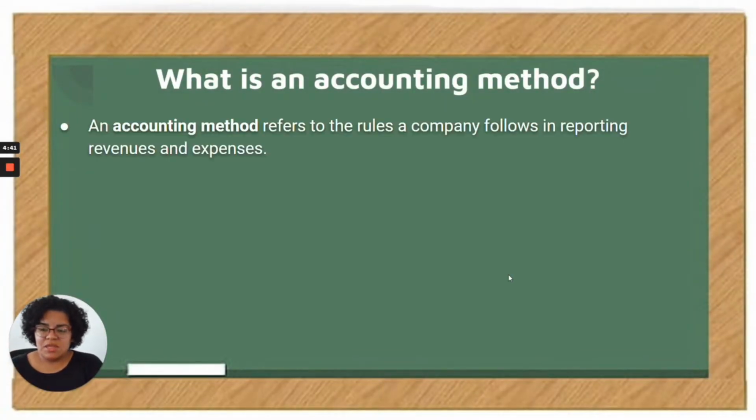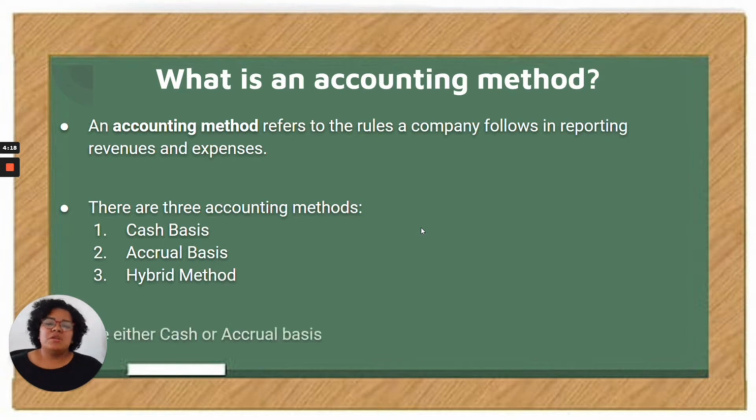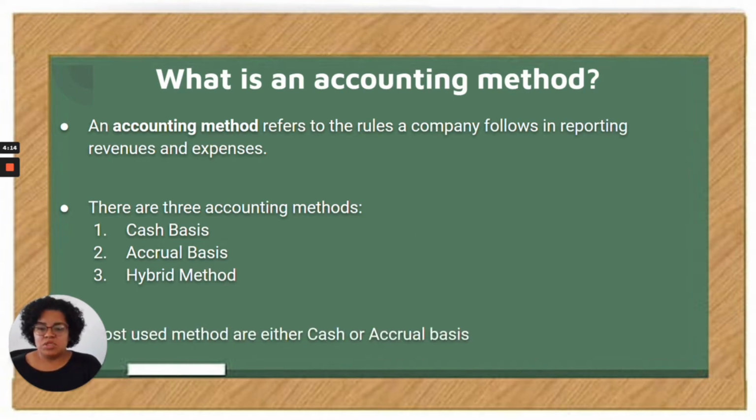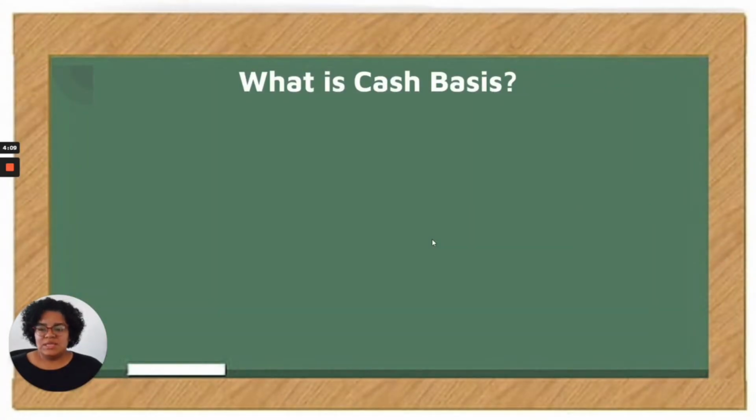Well, an accounting method is the rules by which a company will report its revenues and expenses. There are three types of accounting methods. There is the cash basis, the accrual basis, and one that you might have is the hybrid method. We are going to review the cash basis and accrual basis because they are the most commonly used. So what is the cash basis?